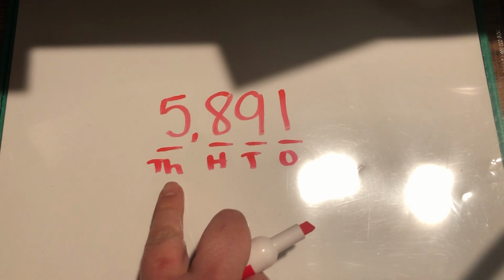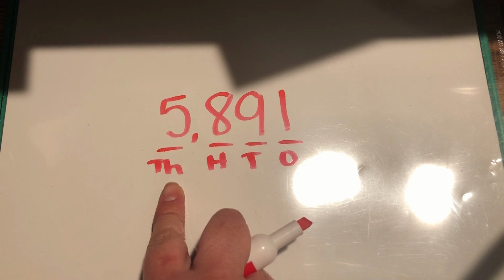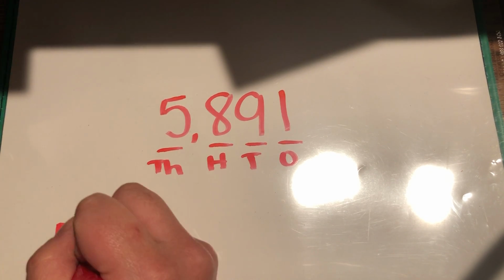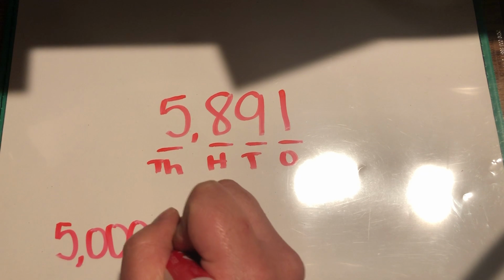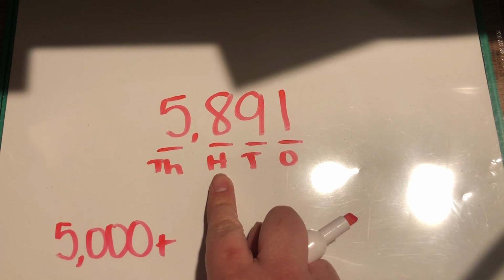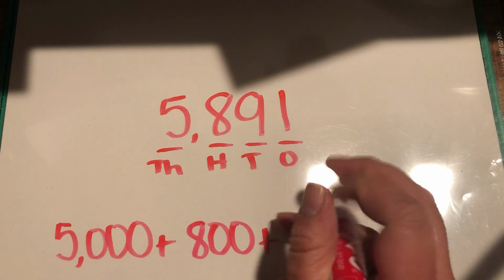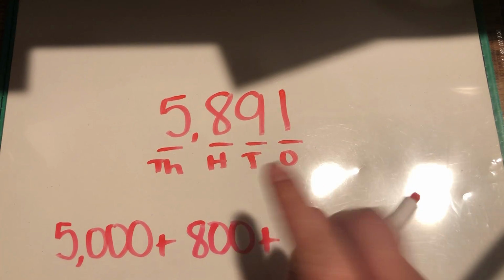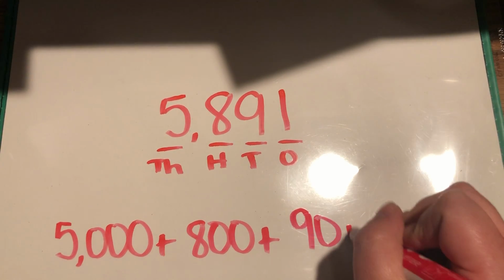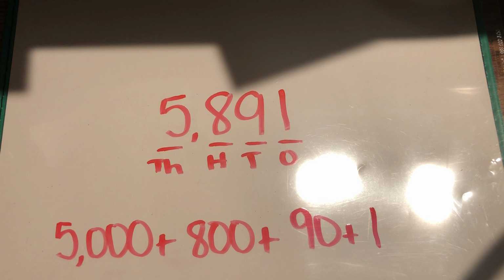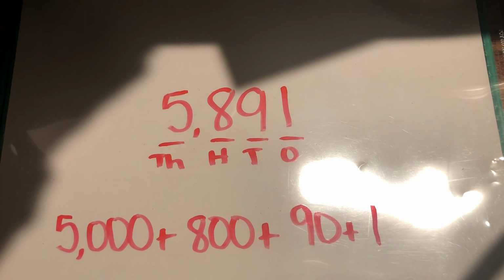Okay, so we're going to start with our thousands. What's the value represented here? 5,000. Okay, what about my hundreds? What would be the value represented here? 800. What about in my tens? 90. And what about for my ones? 1. So expanded form for 5,891 is 5,000 plus 800 plus 90 plus 1.